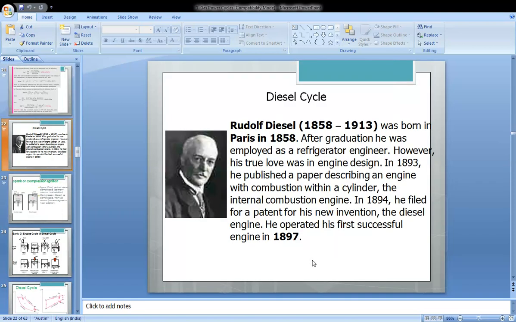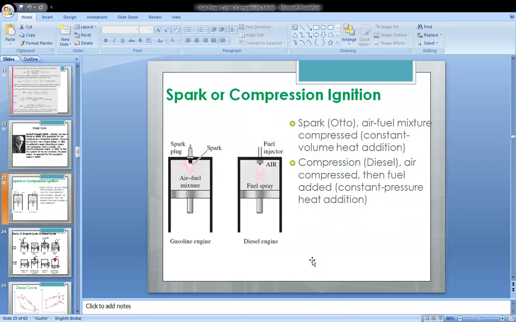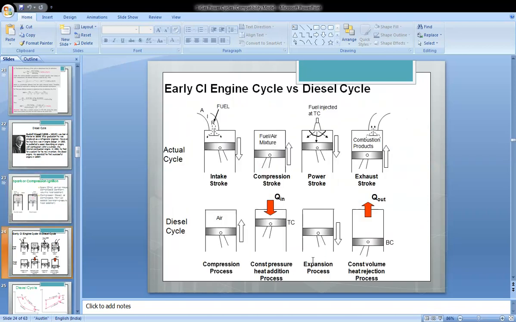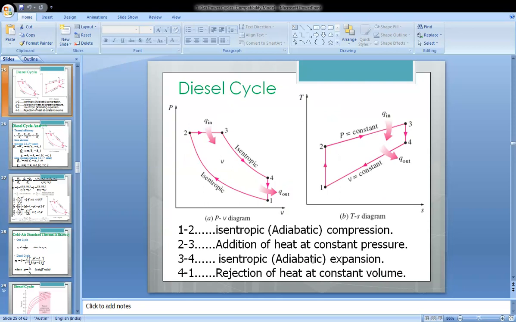Next, we come to the diesel cycle. In this diesel cycle, heat is added at constant pressure, and heat is rejected in the constant volume operation. We observe the actual cycle and the diesel cycle. Let us observe the PV diagram and the TS diagram.